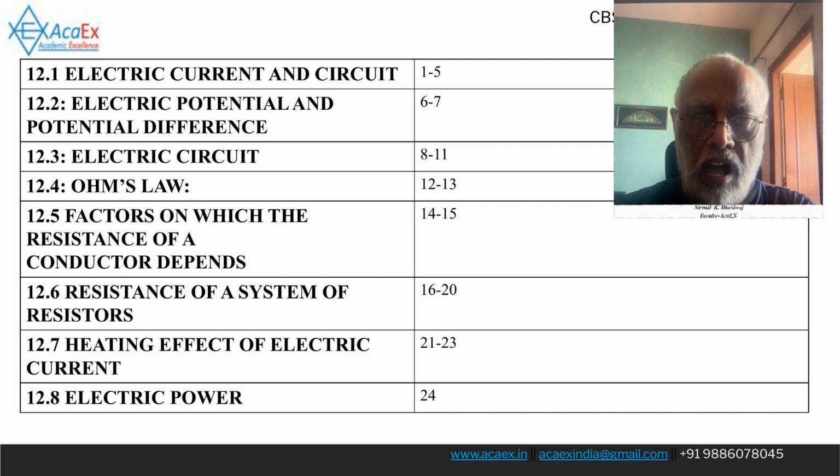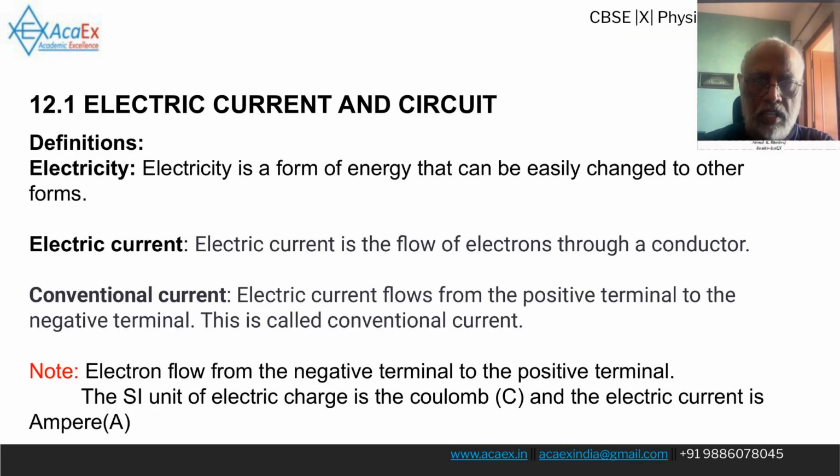Section 12.5 discusses the factors on which the resistance of a conductor depends. Section 12.6 is on the resistance of a system of resistors. Section 12.7 covers the heating effect of electric current. Finally, Section 12.8 explains electric power.